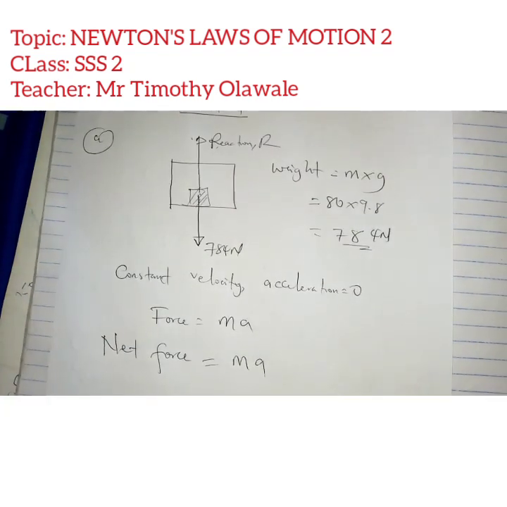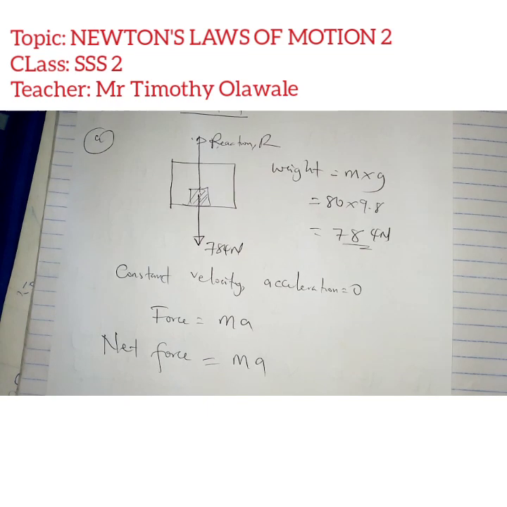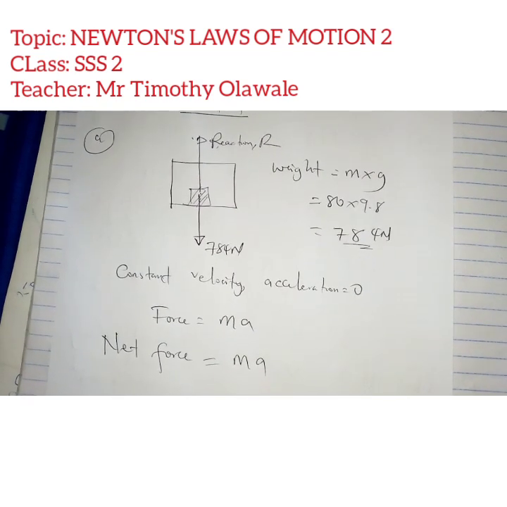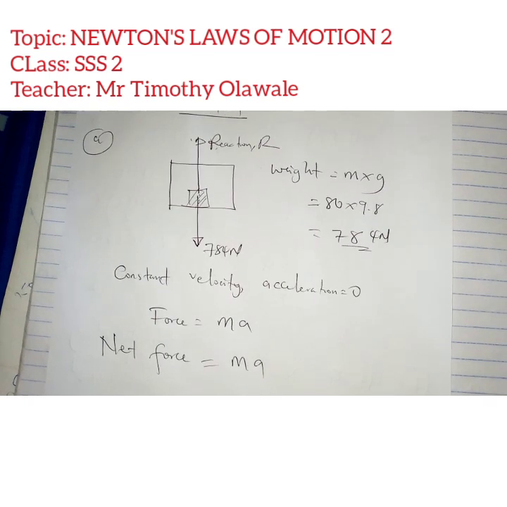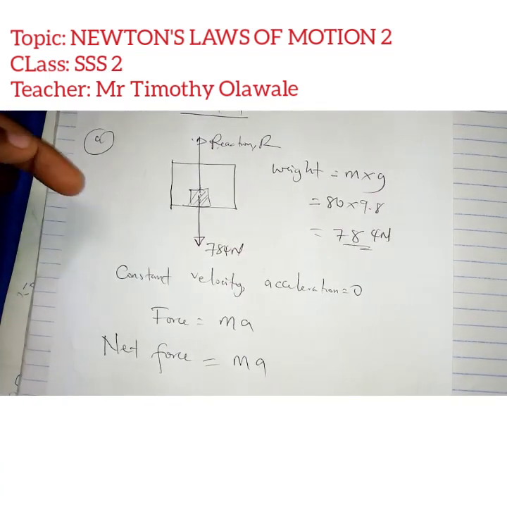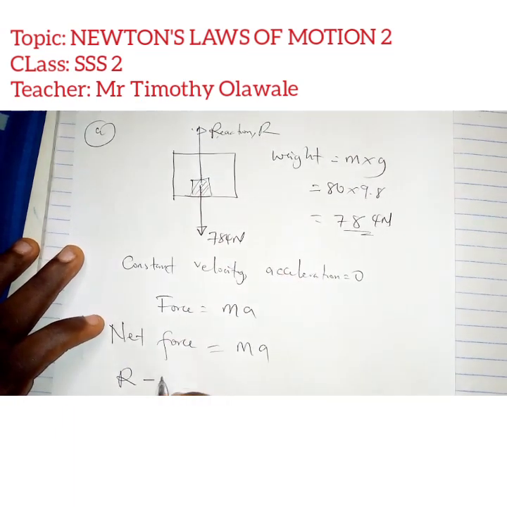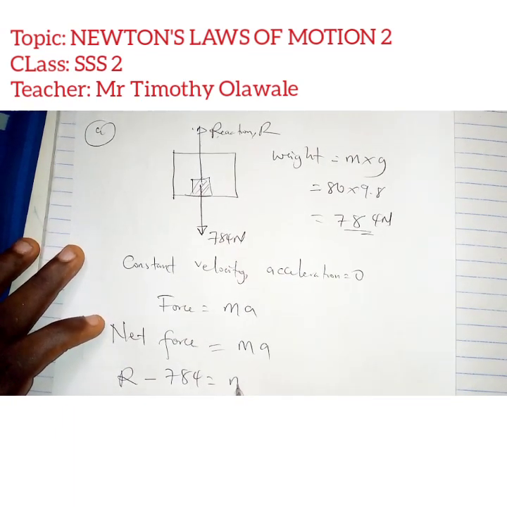Why? Look at that. If you remember the study of vectors, for those of you that did physics, when two vectors are acting in opposite directions, the resultant or net is obtained by subtracting the two vectors. So the reaction is going upward, the weight is going downward, so we subtract. So we have reaction minus 784 equals ma.